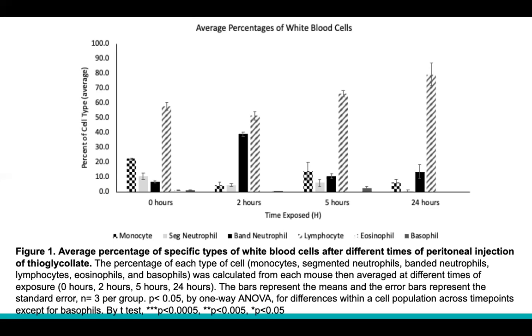Lymphocytes were significant with a 0.0 p-value at 2 versus 5-hour and 2 versus 24-hour time points. Lymphocytes were the highest among all of the time exposures. Segmented neutrophils were significant with a 0.0 p-value at the 0 versus 24-hour and the 2 versus 24-hour time points. Banded neutrophils were significant with a 0.005 p-value at the 0 versus 2-hour and the 2 versus 5-hour time points. These were also significant at the 2 versus 24-hour time point with the 0.05 p-value. Banded neutrophils peaked at the 2-hour time point.